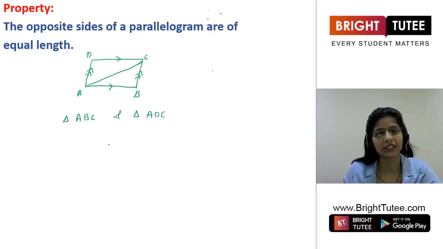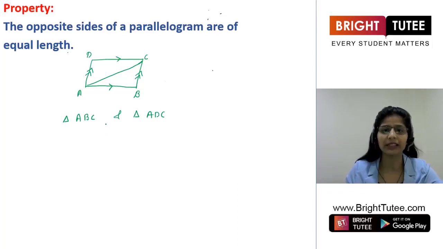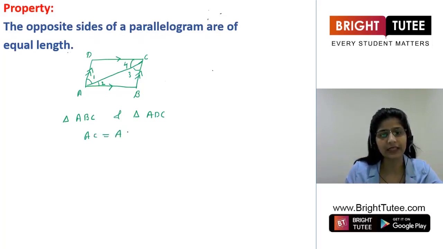What do we observe in these two triangles? So first of all, I am marking the angles as 1, 2, this one be 3 and this one be 4. Right. Now we see that AC is common in these both triangles. So we will write that AC equals AC because this is the common side in these two triangles. Next thing is, we see that angle 1 will be equal to angle 3. What is the reason that angle 1 is equal to angle 3?